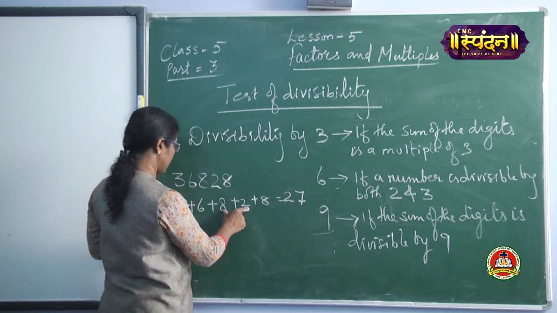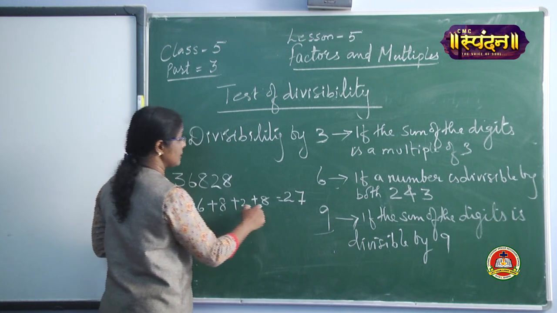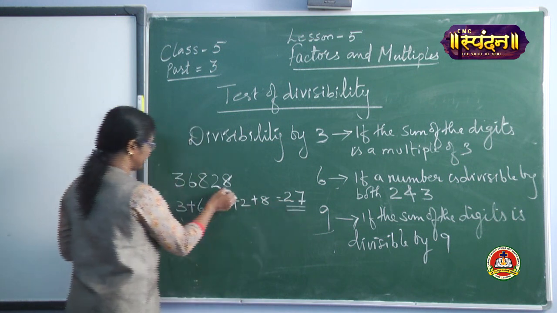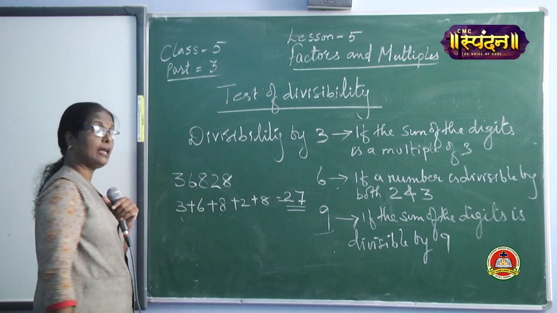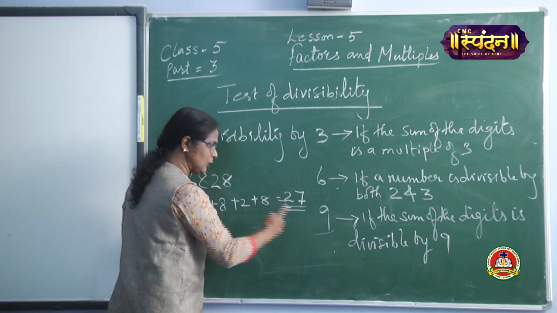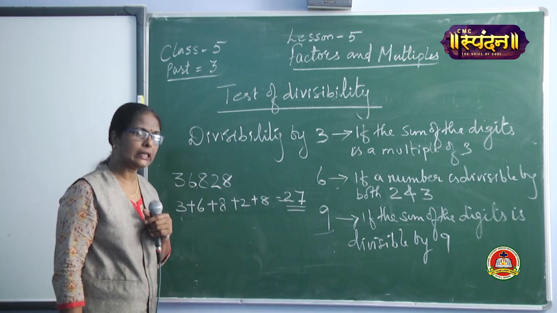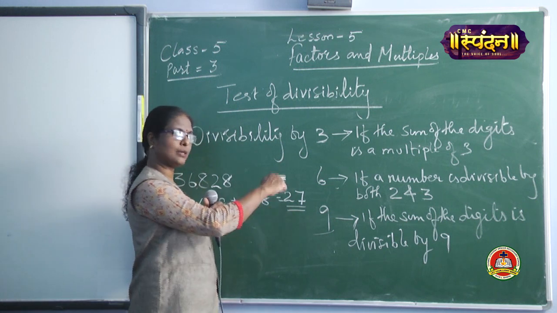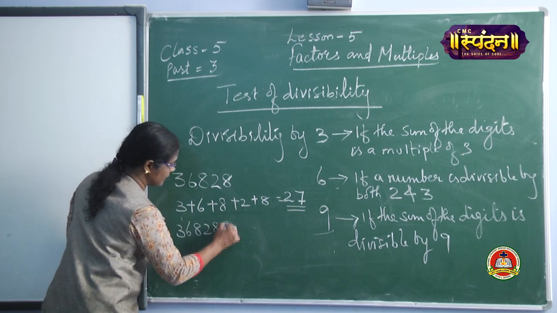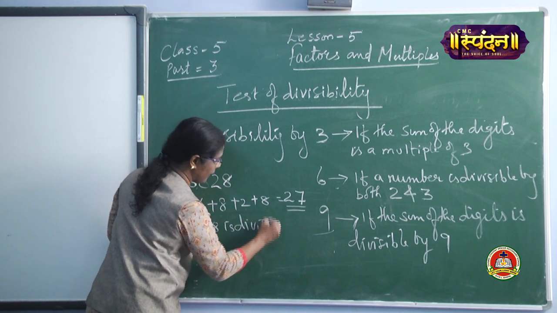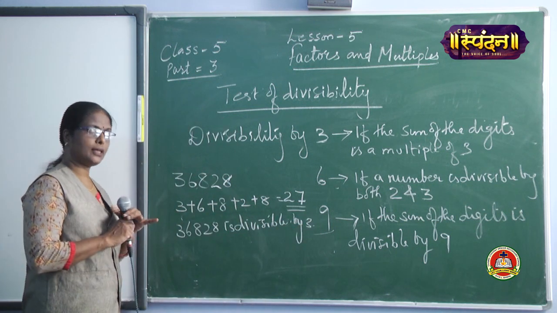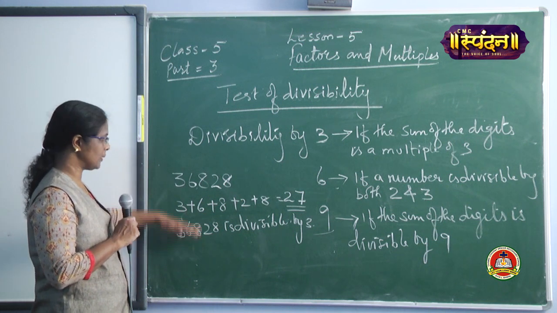Check it once again. 10 plus 9 is 19. 19 plus 8 is 27. Yes. Here the sum of the digits of the number 36,828, if you add all the digits, you are getting 27. Is 27 a multiple of 3? Yes. 27 is divisible by 3. 27 is a multiple of 3. So we can conclude that 36,828 is divisible by 3. Is that clear?